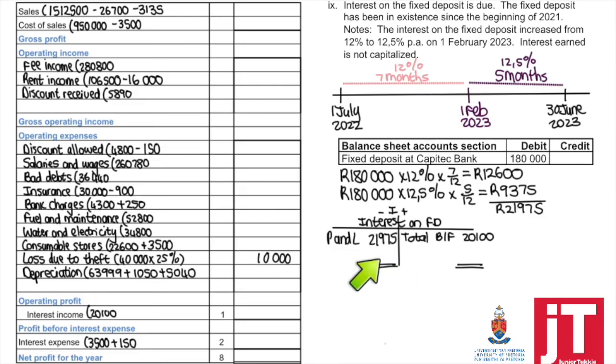It's supposed to be 21,975, but we've only received 20,100. Now, interest is not capitalized. This means that if interest is still outstanding, this would have gone to accrued income. The amount which is still outstanding is 1,875. That must be added to the 20,100.